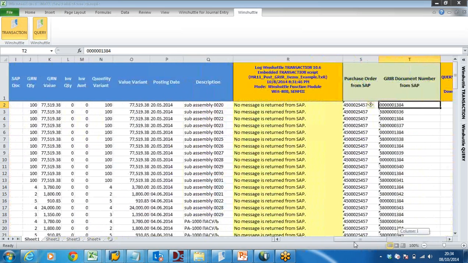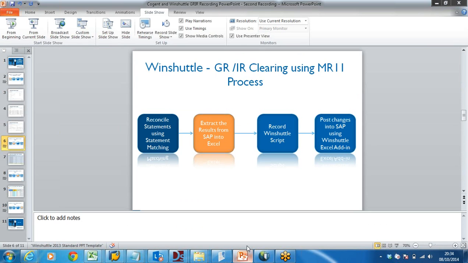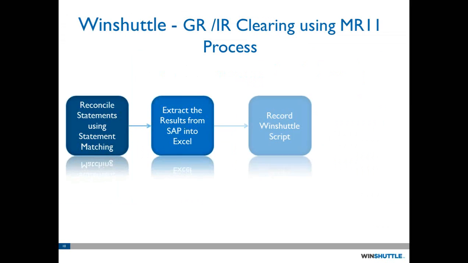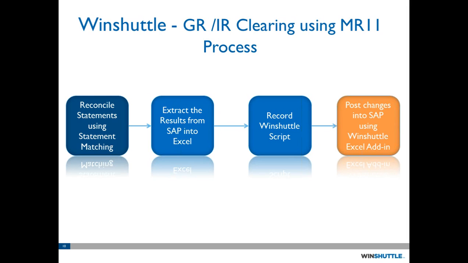So essentially, we've cleared the GRIR items that we identified using statementmatching.com. We extracted that data into Excel and we used WinShuttle scripts to upload that data into SAP, clear it, and also obtain the relevant GR document numbers from SAP. So in short, a very simple and easy four-step process. I should also mention that once you record the WinShuttle script, you don't have to re-record it every time you use it. You can use that script to clear your GRIR items for any future times. Thank you very much.